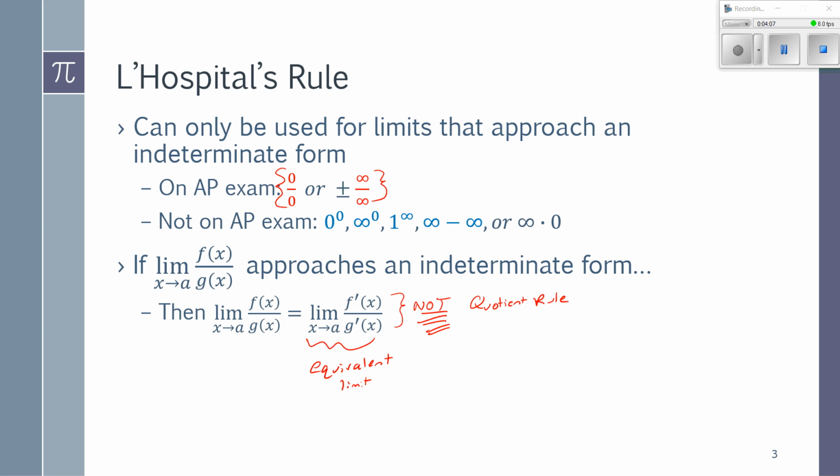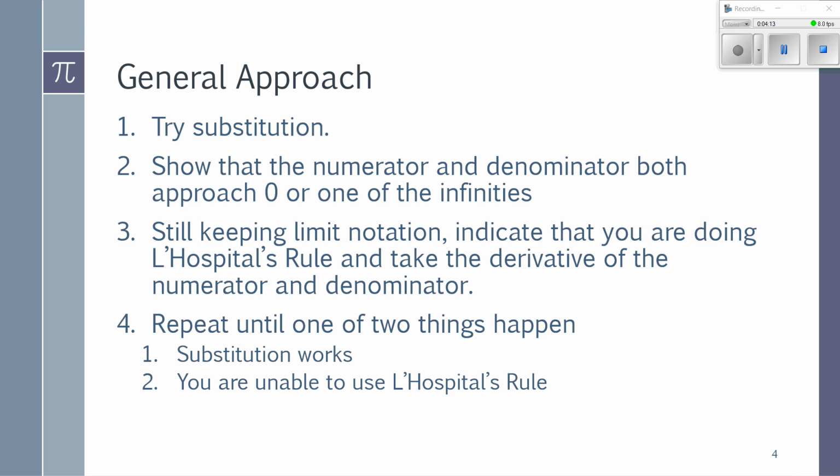So our general approach with this is when we see a limit, we first want to try substitution. And we want to show that our numerator and denominator are both approaching 0, or they're both approaching one of the infinities. Positive or negative doesn't matter. It's just both numerator and denominator have to approach one of the infinities. They don't even have to be the same infinity. One could be positive, one could be negative.